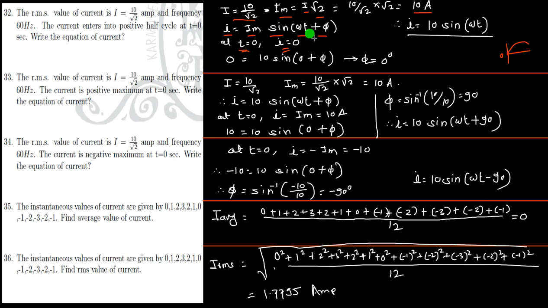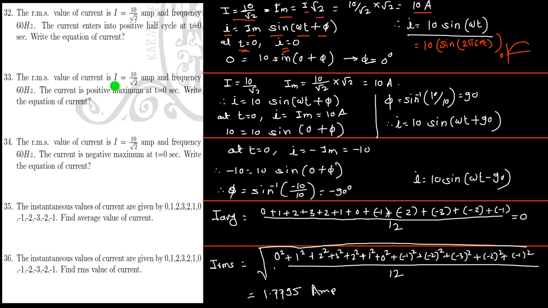So the equation is i = Im sin(ωt + φ). But what is the value of ω given? The value of ω is given as 2π × 60t. In this problem, the frequency is given as 60, so it is 2π × 60t.